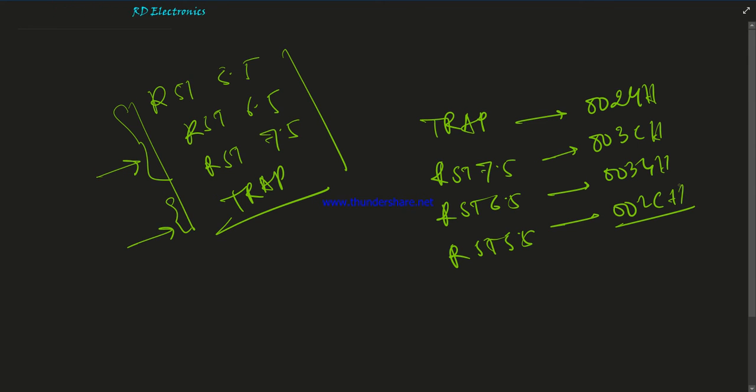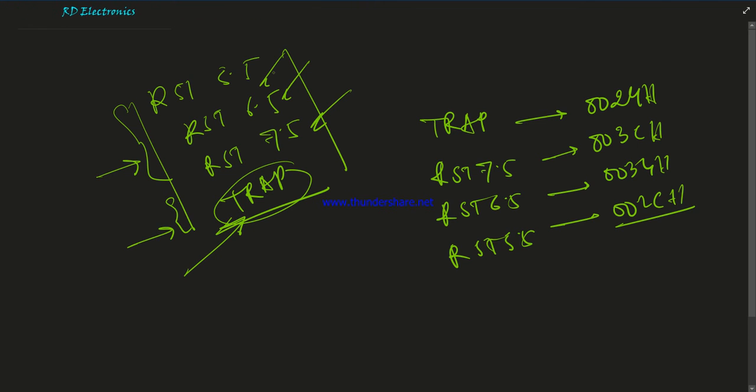Okay, TRAP has the highest priority, followed by RST 7.5, 6.5, 5.5 and INTR. So between these, the highest priority is TRAP. That means if all interrupts are activated at the same time, then TRAP is executed first, then 7.5, then 6.5, then 5.5, and last is INTR. INTR is the lowest priority. Okay, this is very important.